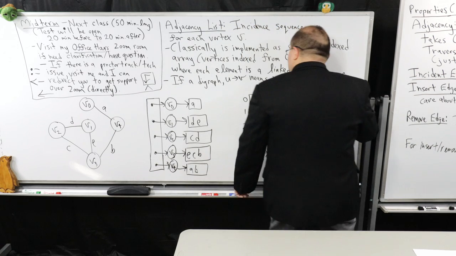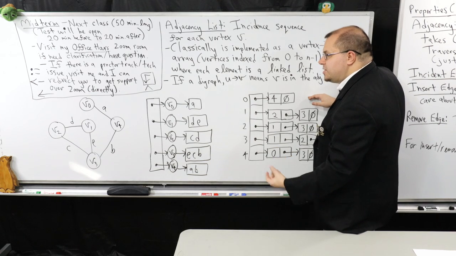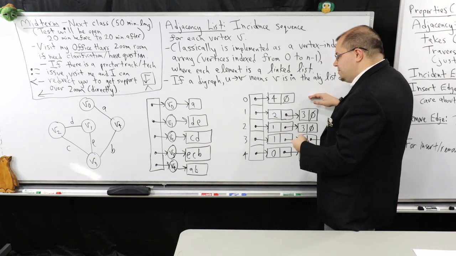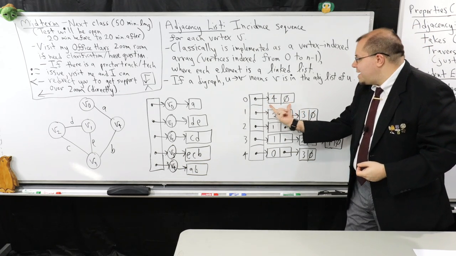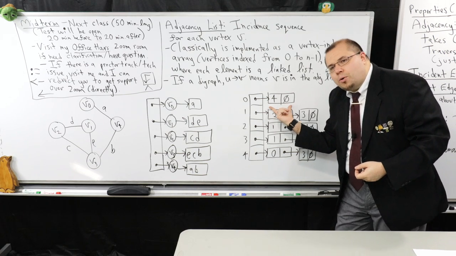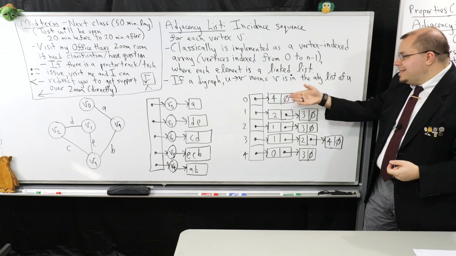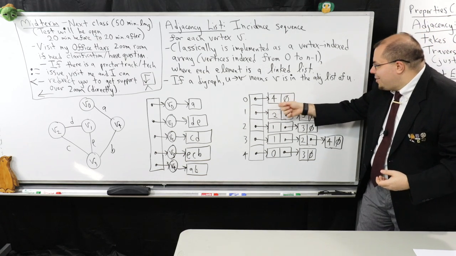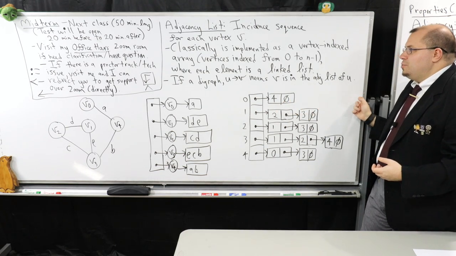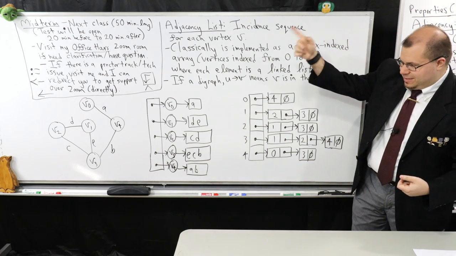So for example, if I look at vertex 0, notice that the only edge I have incident on V0 is in fact to vertex 4. So notice that I can store the other endpoint in a node, and then I can have a linked list, just like you would think of naturally. I just list out all of the other endpoints which would form incident edges on vertex, in our case, V0.